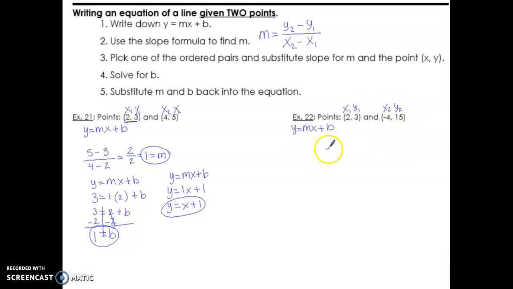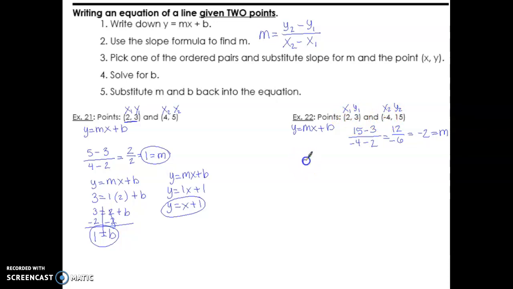So y2 is 15 minus 3, over -4 minus 2. 15 minus 3 is 12, over negative 4 minus 2, which is negative 6. When you reduce this fraction, you end up with negative 2. So my m, my slope, is negative 2. So now I have my slope, and I'm going to pick one of these points. Obviously, it's going to be 2, 3 because it's small numbers and it avoids that negative 4.